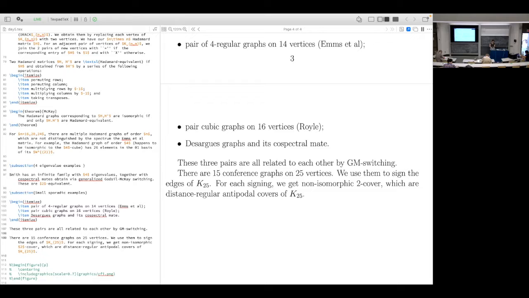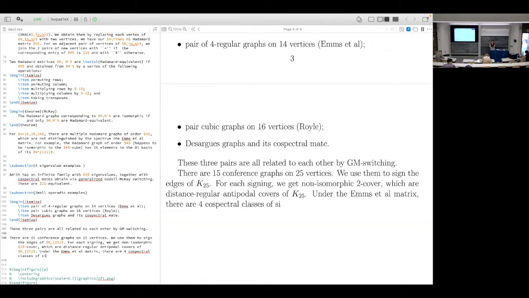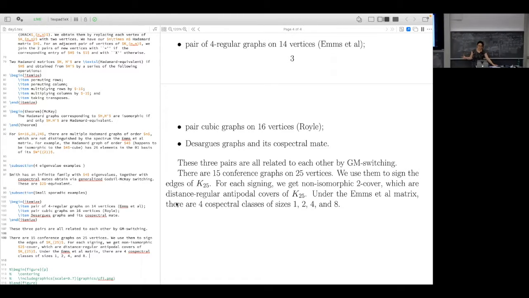Under the whole matrix, there are 4 cospectral classes of sizes 1, 2, 4, and 8. So if you want to investigate why some of these are cospectral to some other ones, I don't know why they're powers of 2. It just happens. It does sum up to 15, right? And I think that class was enumerated by exhaustive search. So there are exactly 15 graphs.